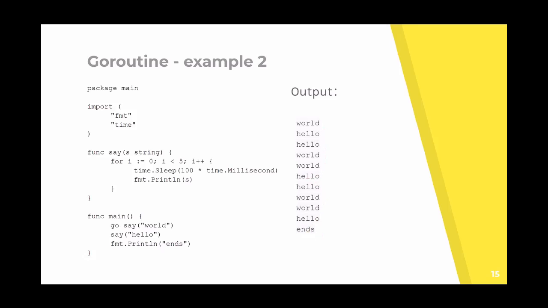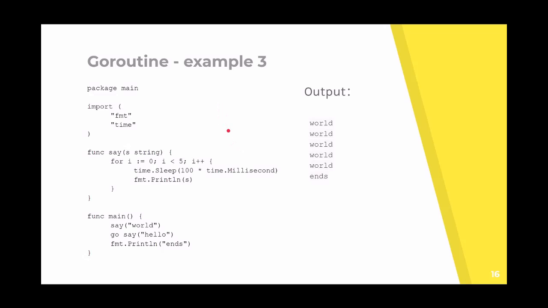In the second example here, we simply add a go here before we call the first say. In this case, a new Go routine will be created, and say world will be executed in that new Go routine. As we can see in the output, the worlds and hellos are printed side by side, which means that both Go routines are executed simultaneously.